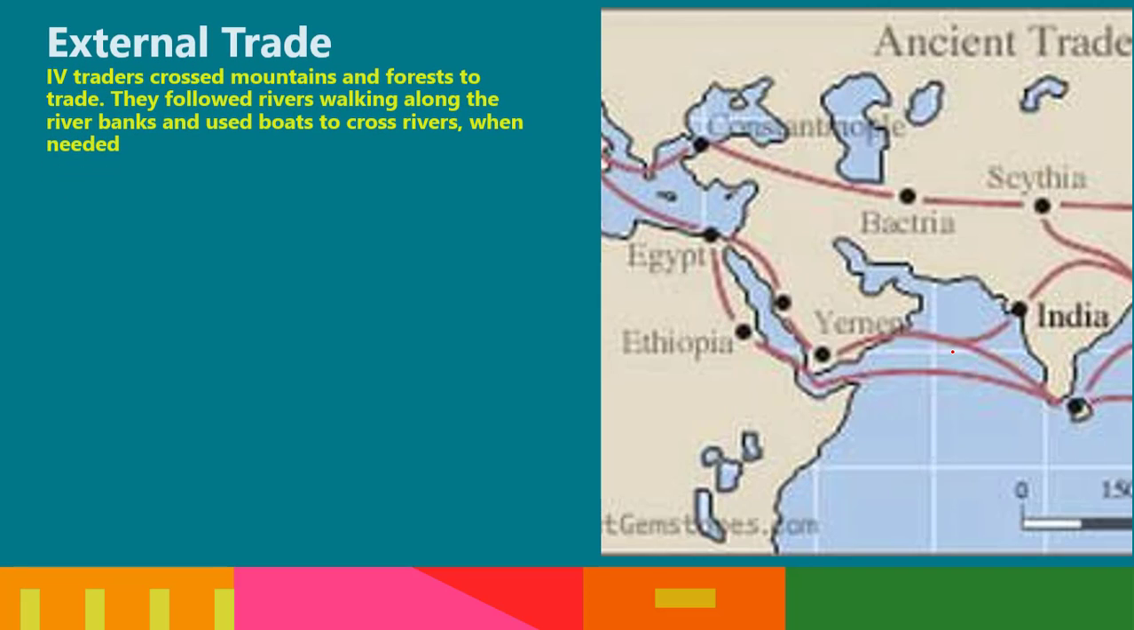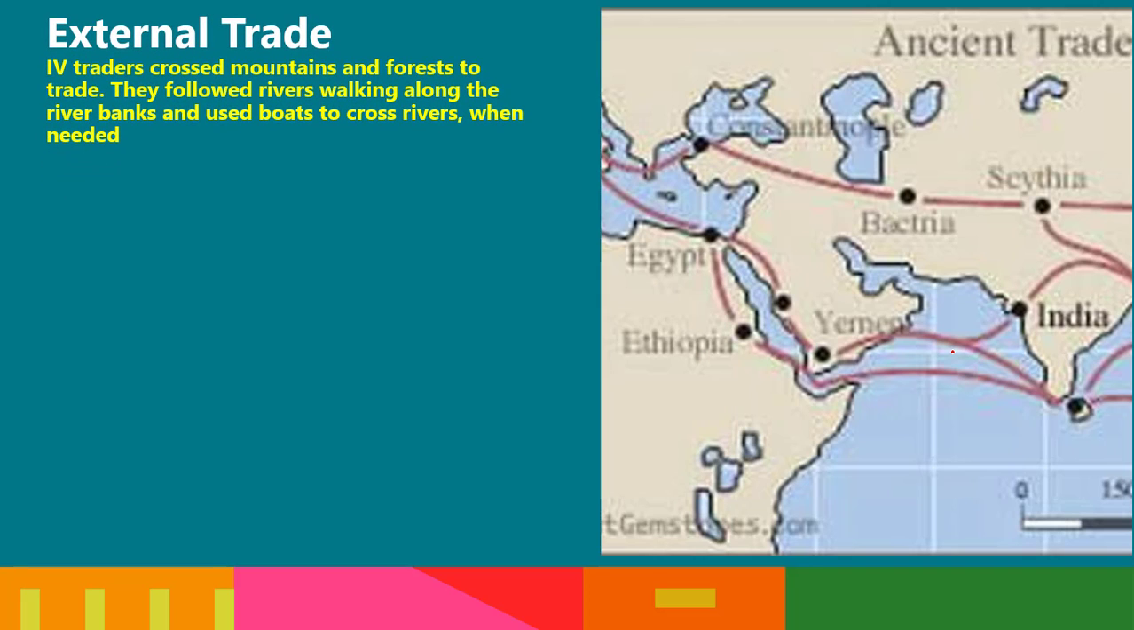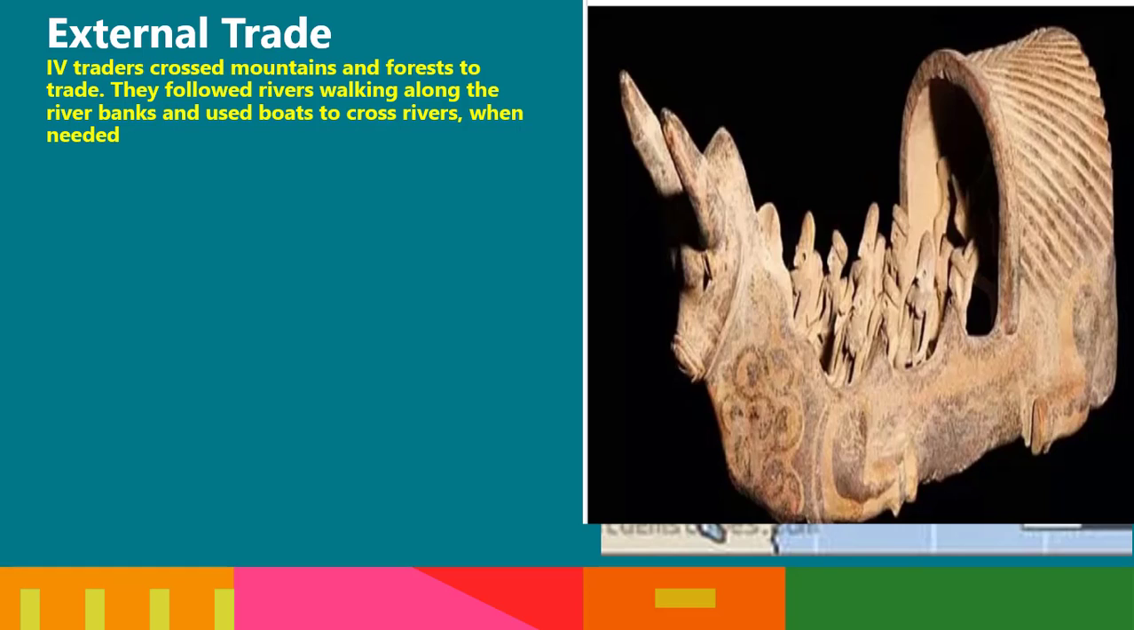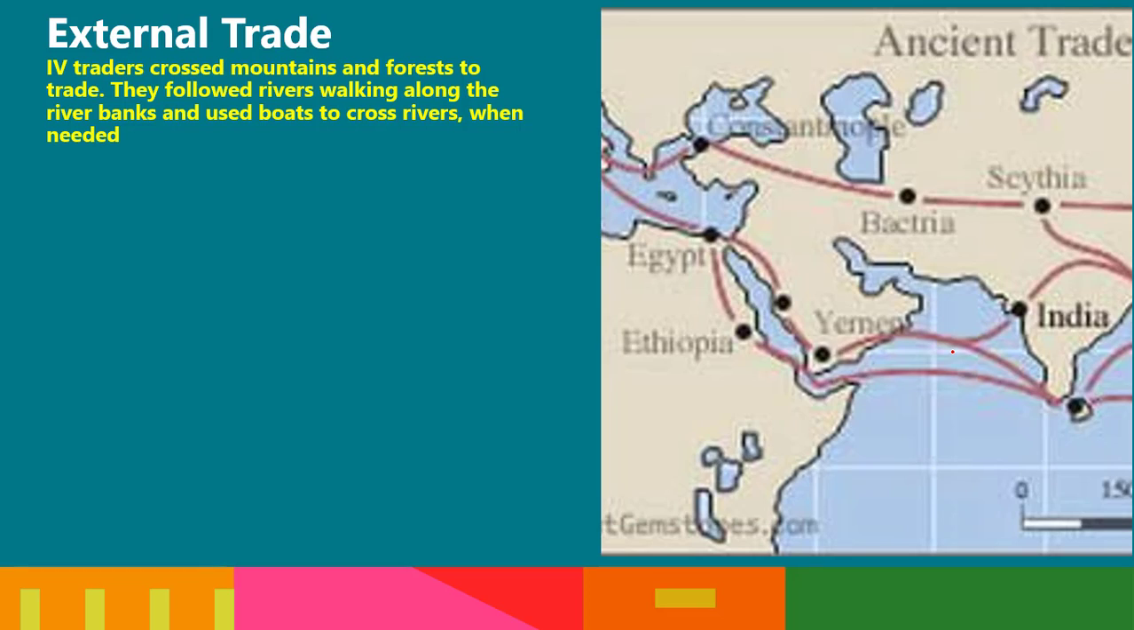Now we will discuss external trade. We divide external trade into two sections. The first one was trade through sea routes and the other was trade through land routes. Indus Valley traders crossed mountains and forests to trade. They followed rivers, walking along the river banks, and used boats to cross rivers when needed.